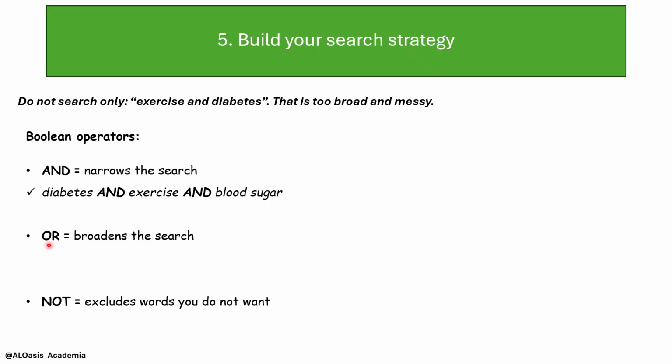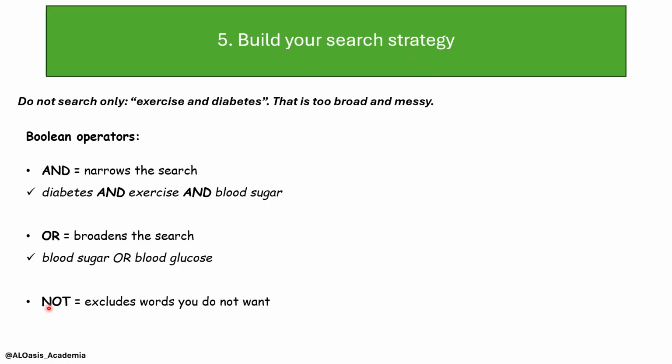When you use the word or, it means you want to broaden the search, okay? So for example, you would write blood sugar or blood glucose. This means that any paper that mentioned blood sugar or any paper that mentioned blood glucose will come up in your search, okay?